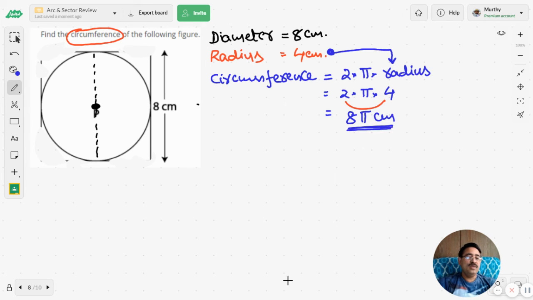As I mentioned before, depending upon the options given in the test, first you compute this way. In case it is given in terms of decimals, plug in 3.14 here, then 8 times 4 is 32, plus 24, and 1. So it is 25.12 centimeters. That's the circumference. It's a straight question.